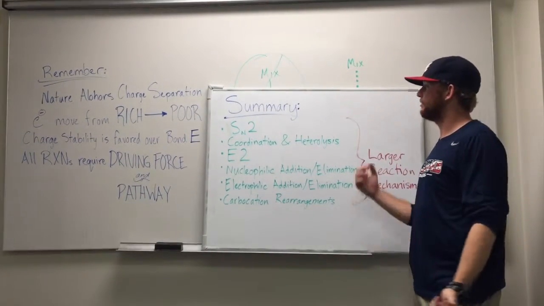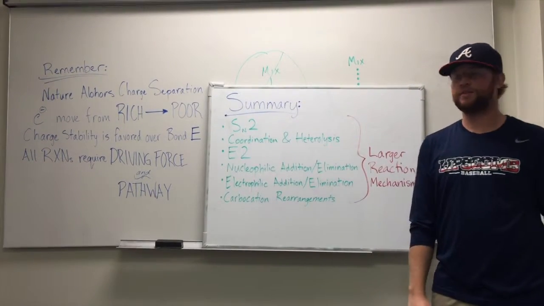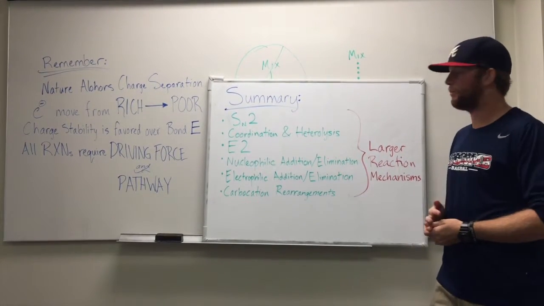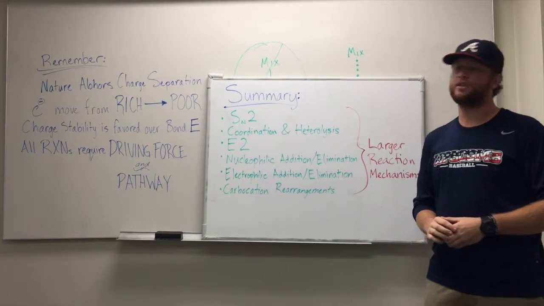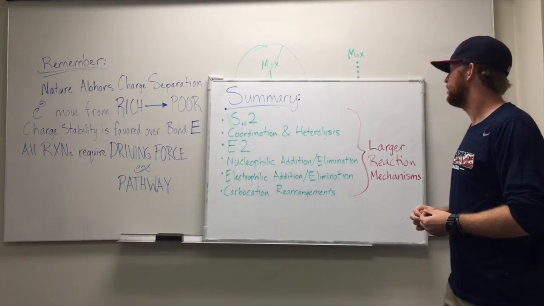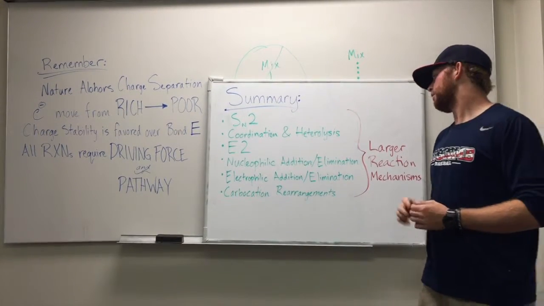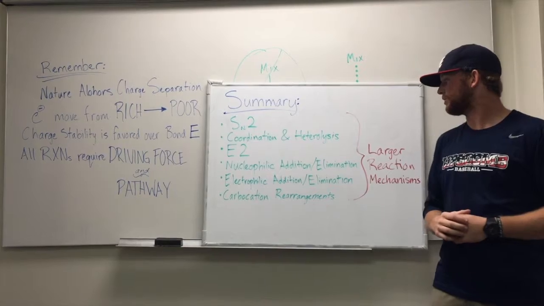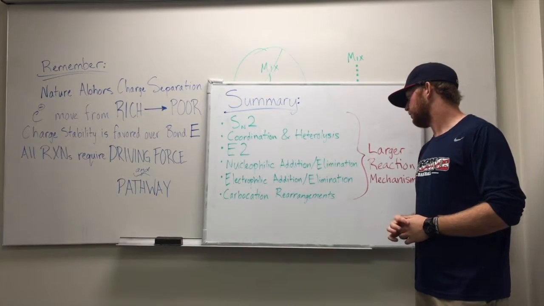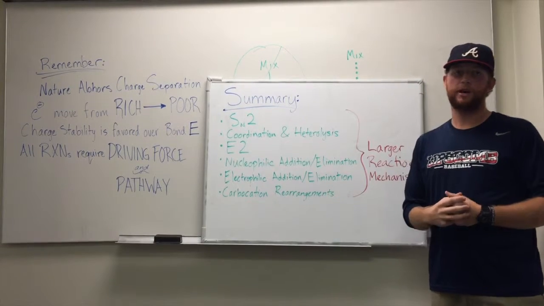So as a summary for Chapter 7, we talked about bimolecular nucleophilic substitution, which is just involving a nucleophile and a substrate. We talked about coordination and heterolysis, which is just the formation and breaking of bonds. We talked about bimolecular elimination, which happens when a multiple bond is formed in the products. We talked about nucleophilic addition and elimination, which involves a nucleophile and a polar pi bond. Then we talked about electrophilic addition and elimination, which involves an electrophile and a non-polar pi bond. And then finally we talked about carbocation rearrangements, and that's just the movement of alkyl groups bonded to carbons.